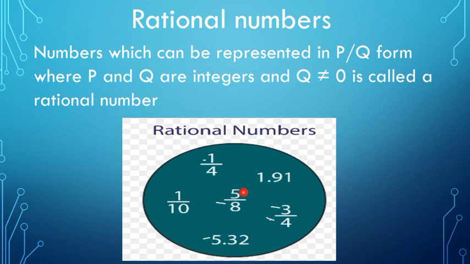Now 5 by minus 8: p is 5, q is minus 8. 1 by 10: p is 1, q is 10. Minus 3 by minus 4: p is minus 3, q is minus 4. Minus 5.32: as I have told, 2 decimal places to the right, so the denominator will be 100. So minus 532 by 100: p is minus 532 and q is 100.